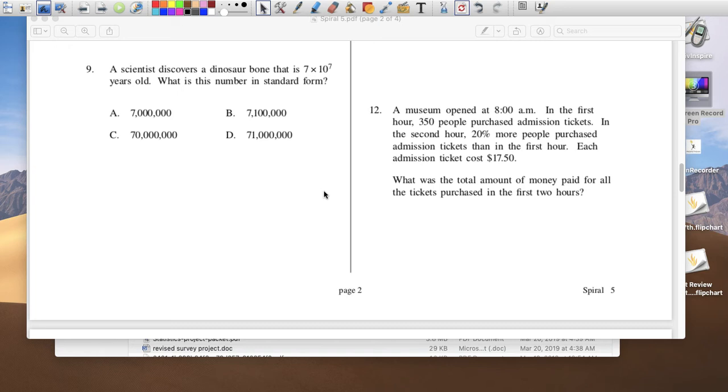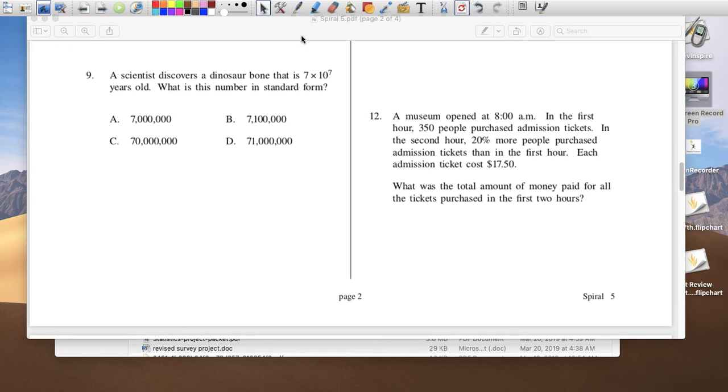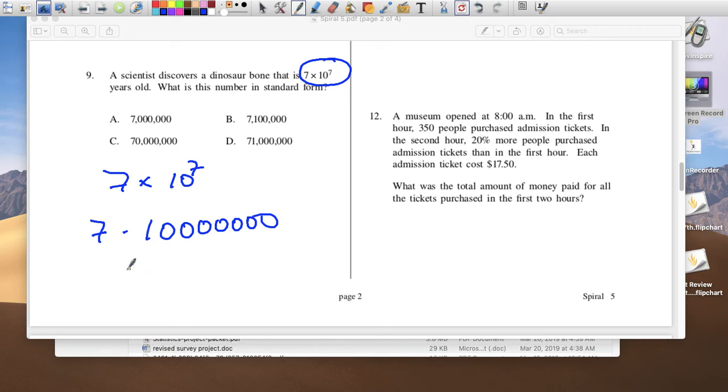Number 9. A scientist discovers a dinosaur bone that is 7 times 10 to the 7 years old. What is the number standing for? Okay, so this is a second grade thing. We're changing this from scientific notation, or exponential form, to our regular number. So 7 times 10 to the 7 has 7 zeros. 1, 2, 3, 4, 5, 6, 7. If you multiply that out, you get 70 million.